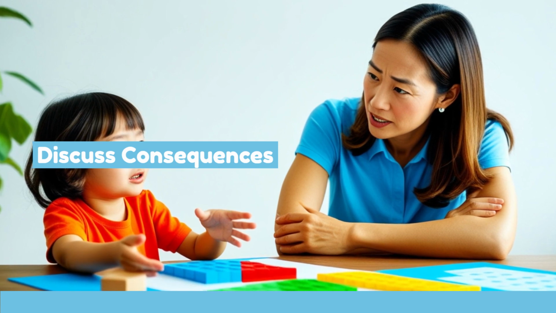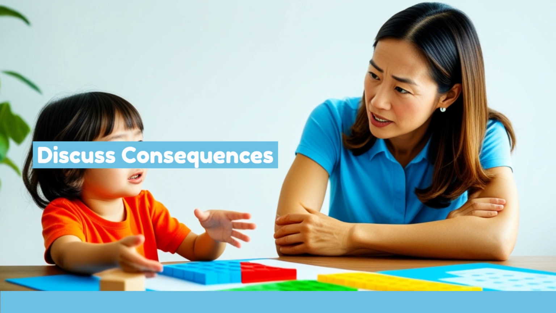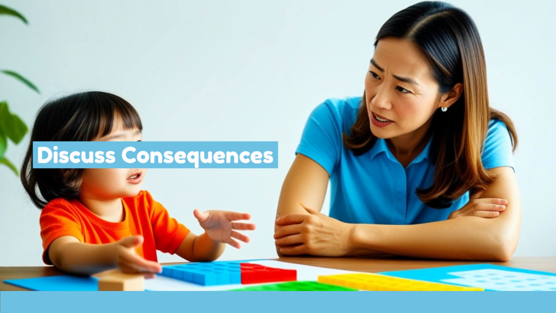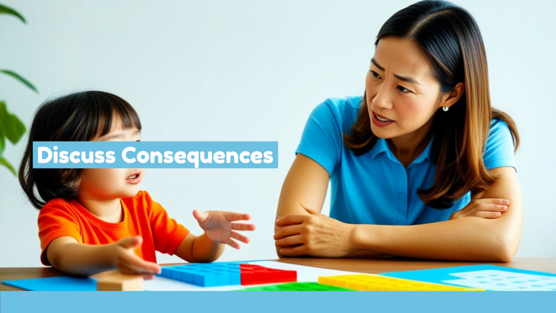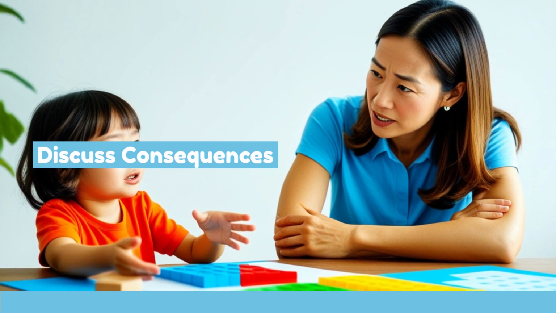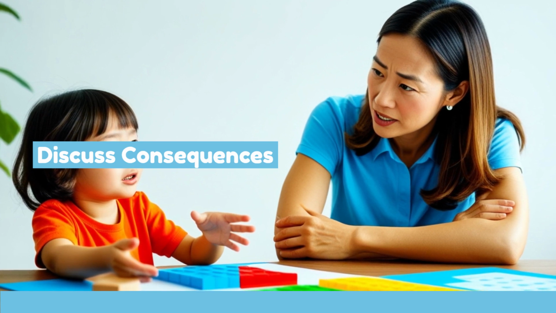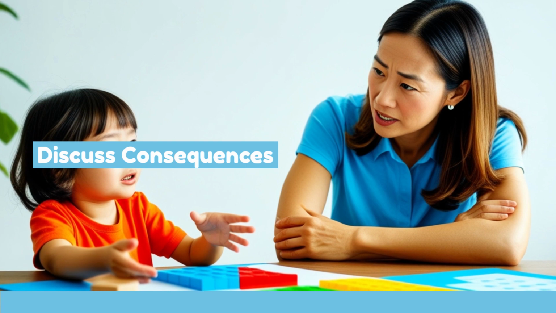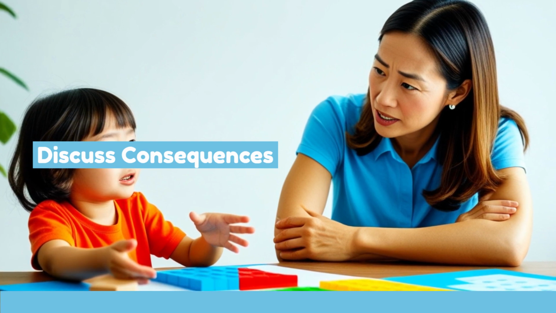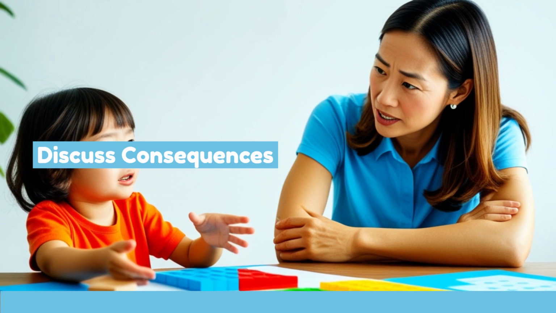Discuss consequences. Make sure to explain the consequences of their actions in advance. For instance, if they don't complete their homework, they might miss out on playtime. If they forget to clean up their toys, they might lose privileges for the next playtime. When consequences are clearly communicated, children can connect their actions with the outcomes.